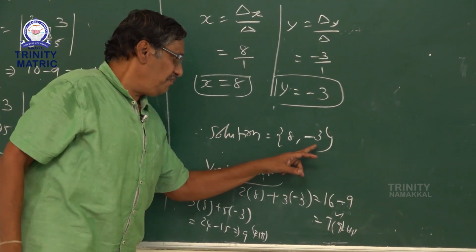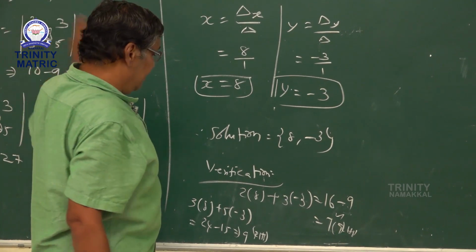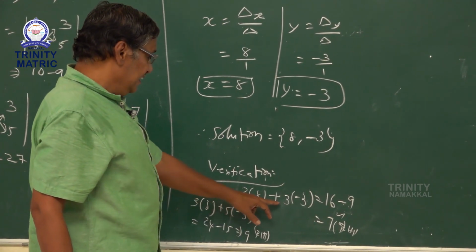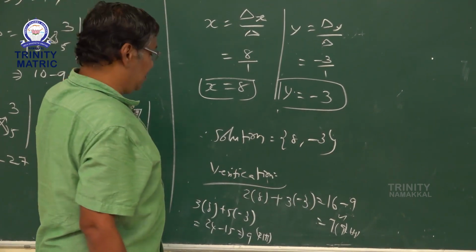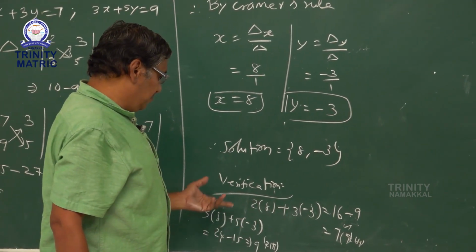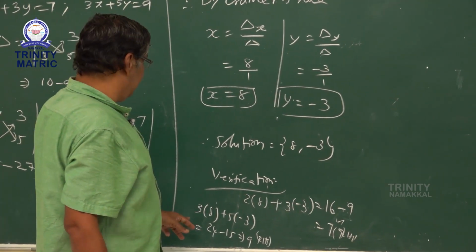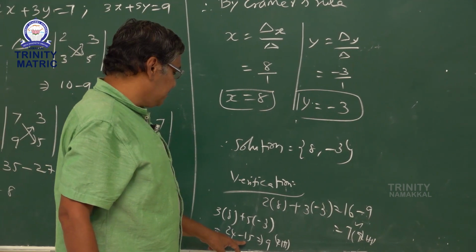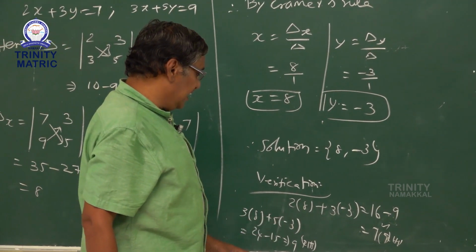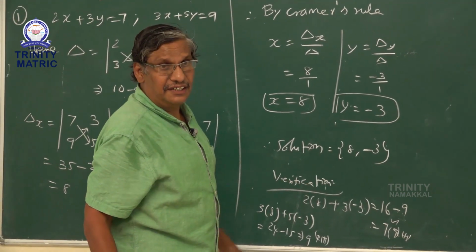You have to put the value of x and y in the equation. That is 2 8s are 16, 3 minus 3, 9. That is 7. We get the RHS. So, first equation is correct. You have to verify both the equations. Like that, second equation, 3 8s are 24, 5 minus 3, 15. 24 minus 15, 9. So, both the equations are satisfied. So, our solution is correct.